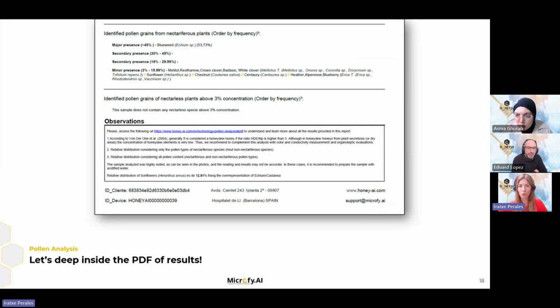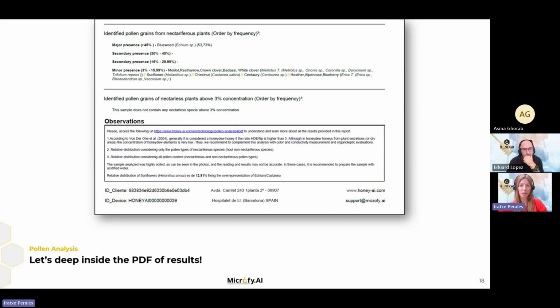Okay, you have also information of all pollen spectra. It means that here you have the specific distribution also for other nectariferous plants. Here we include in different ranges, but in the PDF we also include the specific concentration of all the nectariferous species above 9% of concentration. Below 9%, we don't include the specific concentration, but you can find them here. Also, order by frequency. And then we also include the nectarless species if they are above 3%. Otherwise, we don't show them.